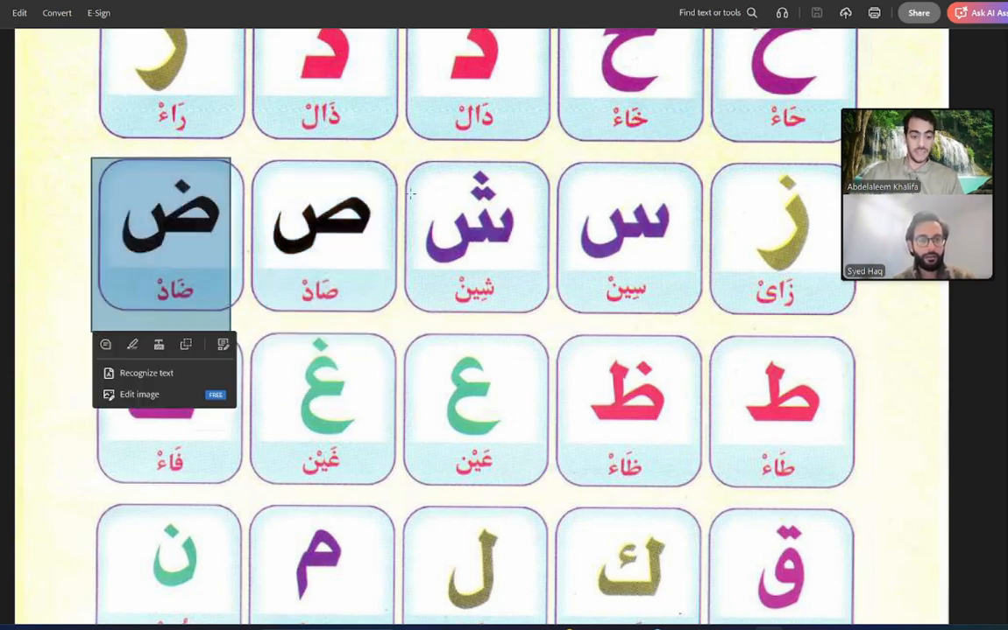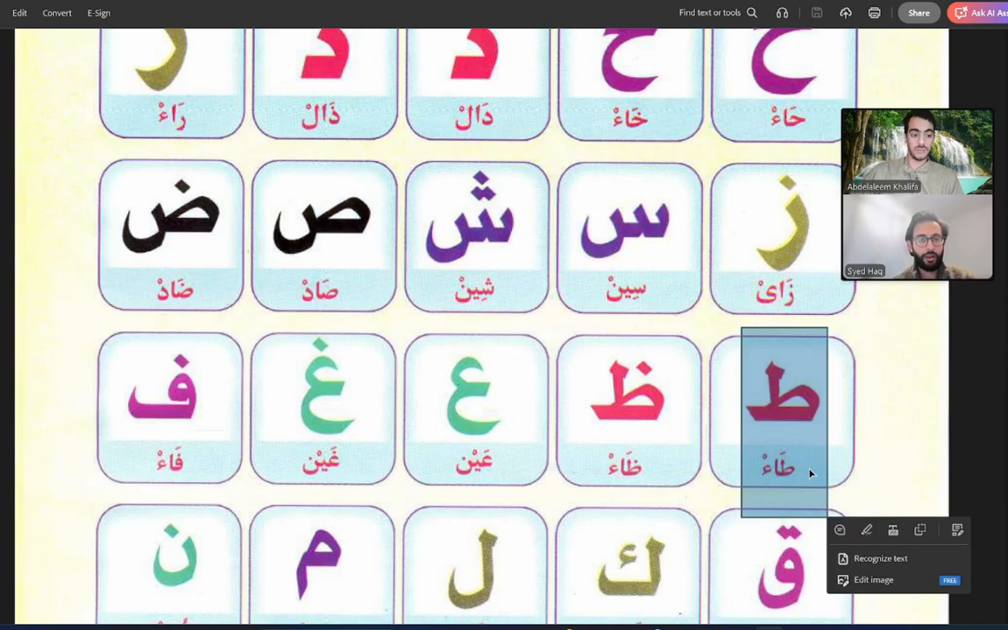Dad. Is it like a T? It's not like a T, right? It's almost like a dal. Is it like a T? Yes, exactly, but the heavy version of it. That's dad, yes, that's what we were saying. Okay, now I get it.